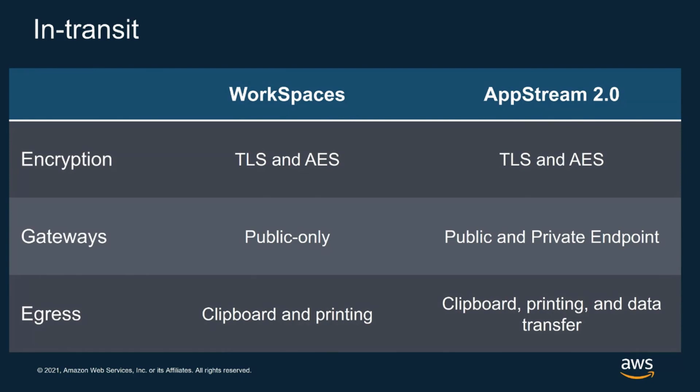You make the determination. Do you want to allow clipboard? Do you want to allow printing? And by the way, there's a little bit of delineation in there. What type of clipboard direction do you want to allow? Do you want to allow it back and forth? Do you want it to go one direction versus the other? Do you want to allow both directions for printing? And then AppStream 2.0 will actually allow some uploading and downloading if you turn it on. But that's up to you. That's something you have to decide.